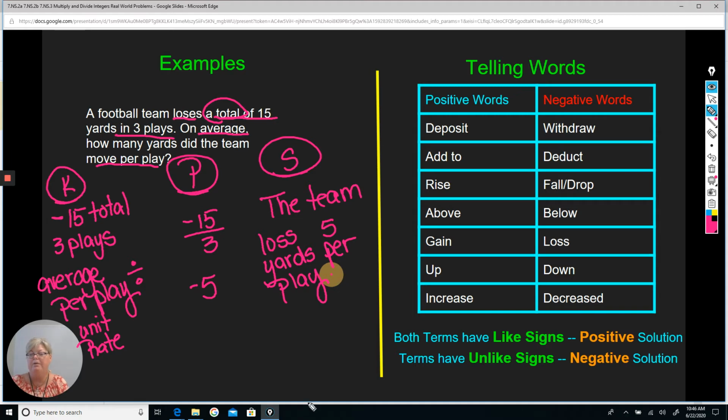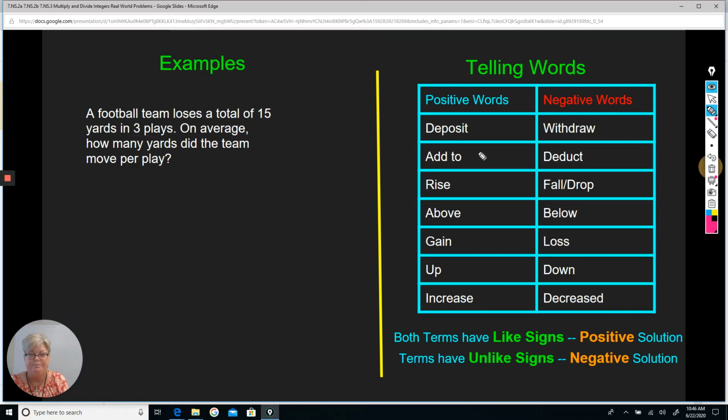Okay, so that would be our key no problem statements. We like to do that to make sure that we're getting all the information and make sure we're answering the question. Okay, and you notice I didn't put a negative 5 here. I put the word loss in place of negative so that you can tell that that is a negative number there. Okay, all right, let's go to the next problem.